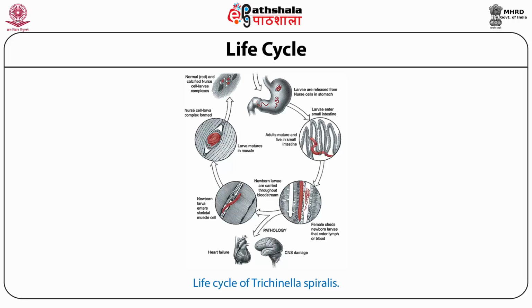They may infect the CNS, or central nervous system, and damage it, or the heart, leading to heart failure, or may enter the skeletal muscle cells. In the skeletal muscle cell, the larva matures. A nurse cell-larva complex is formed, and the normal, or the red and calcified, nurse cell-larvae complex is encysted in the muscle tissues.